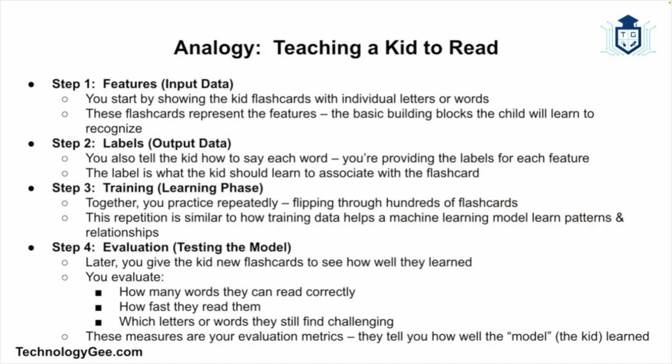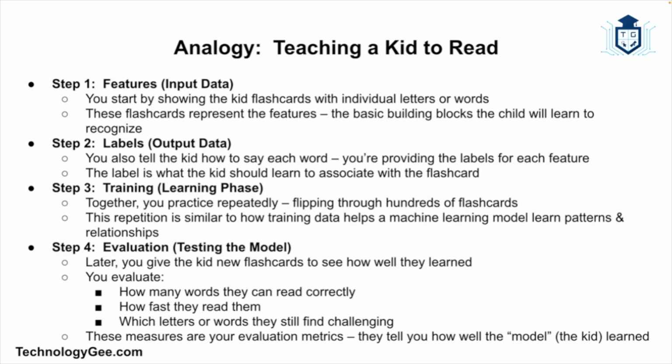Now let's go ahead and tie all of this together with a real world analogy. And that analogy is going to be teaching a child to read. So step one, as it relates to features, this is when you show the kid flashcards with letters on them, and the letters are the features. Then we have labels. This is where you also tell the kid what each word is supposed to sound like. And once again, these are the labels.